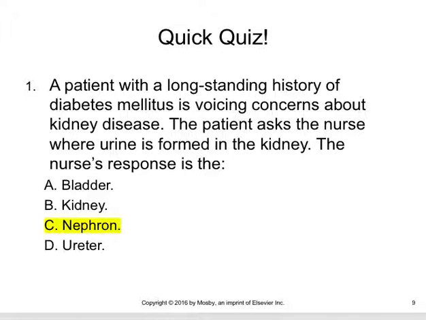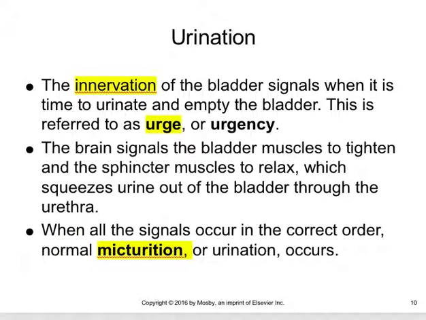So someone has diabetes mellitus and they are worried about kidney disease and they want to know, where does urine form in the kidney? Well, it doesn't form in the bladder, right? We know that's the depository before it exits the body. The other option is silly because it doesn't make sense. And the ureter is just a tube to get the urine from the kidney to the bladder. So it's the nephron, that's the part. So if someone has nephritis or something going on, it's going to affect urine.